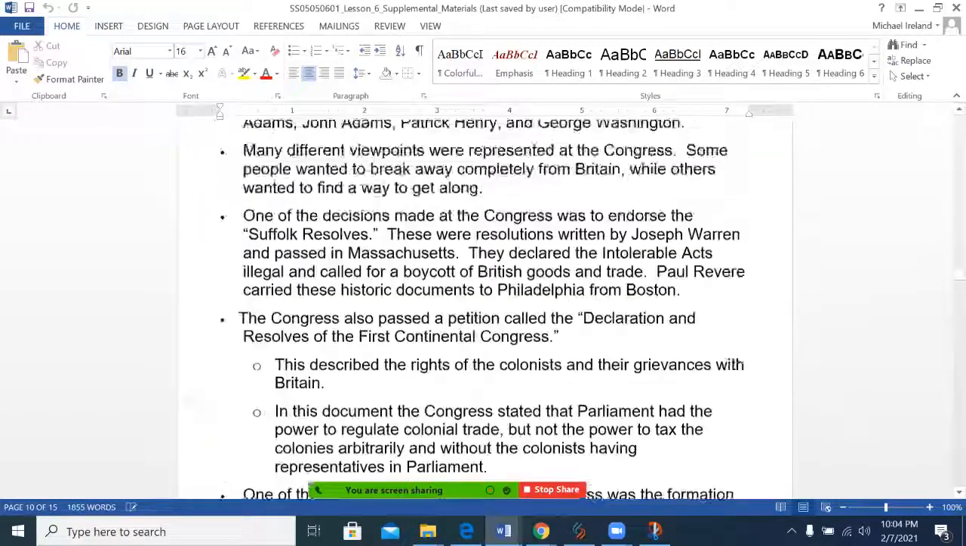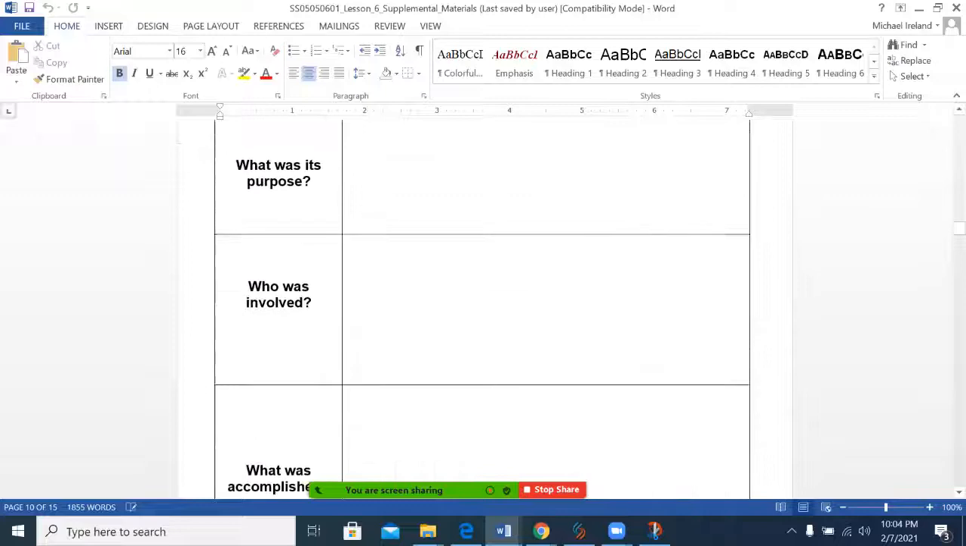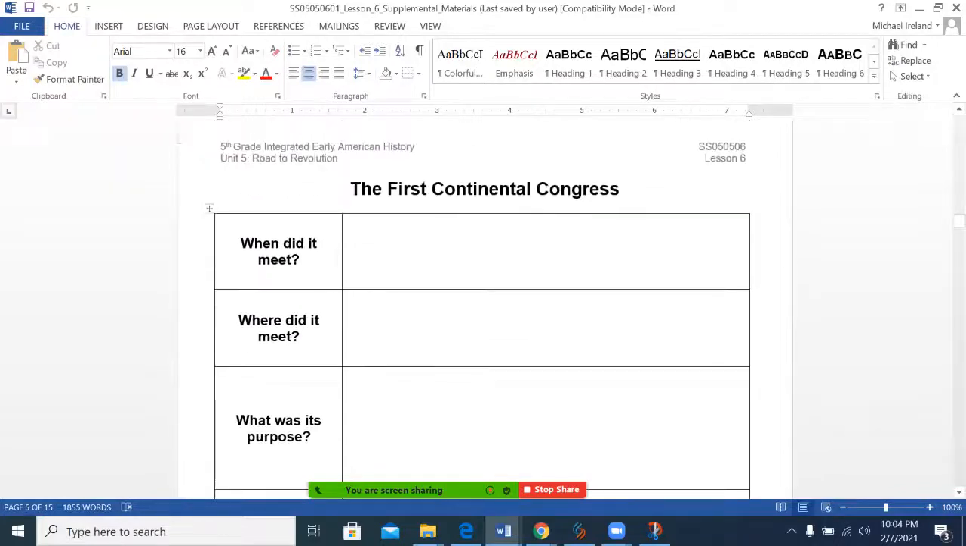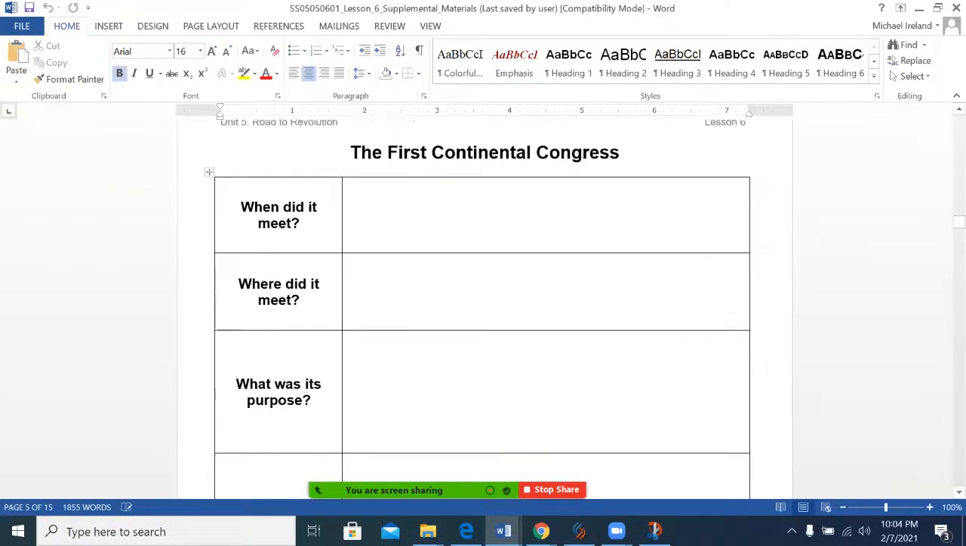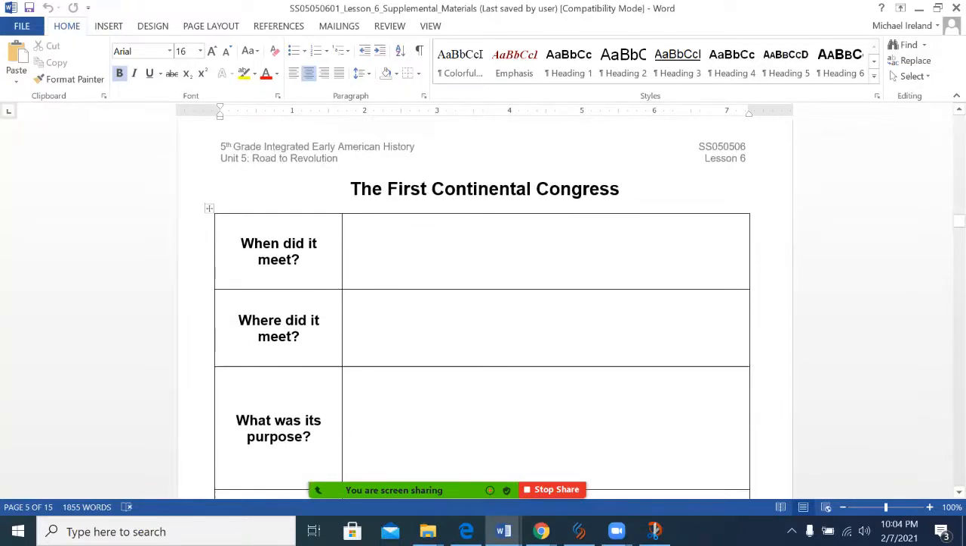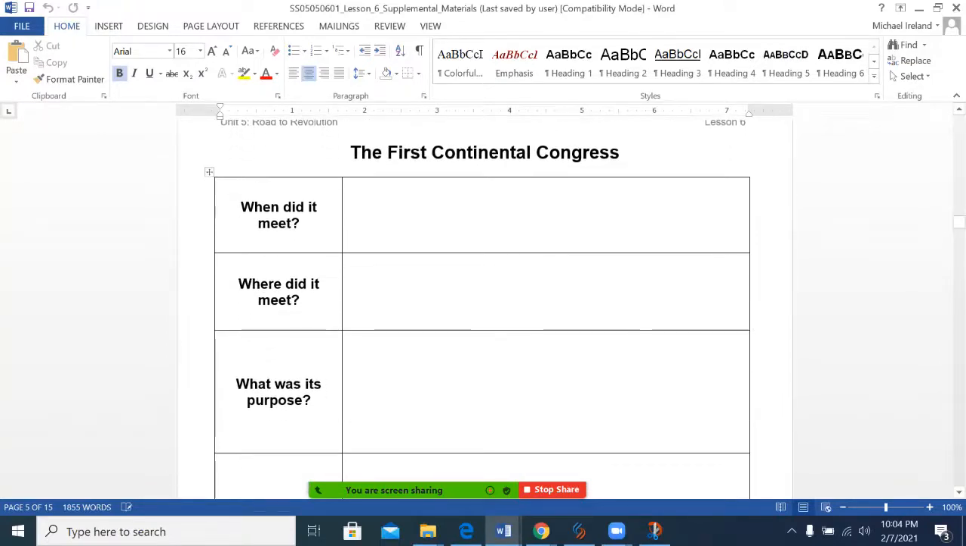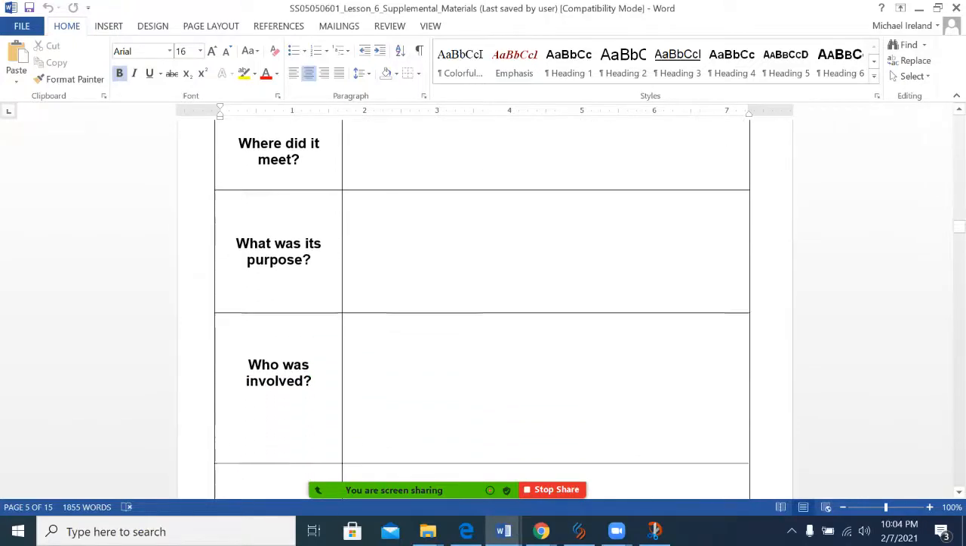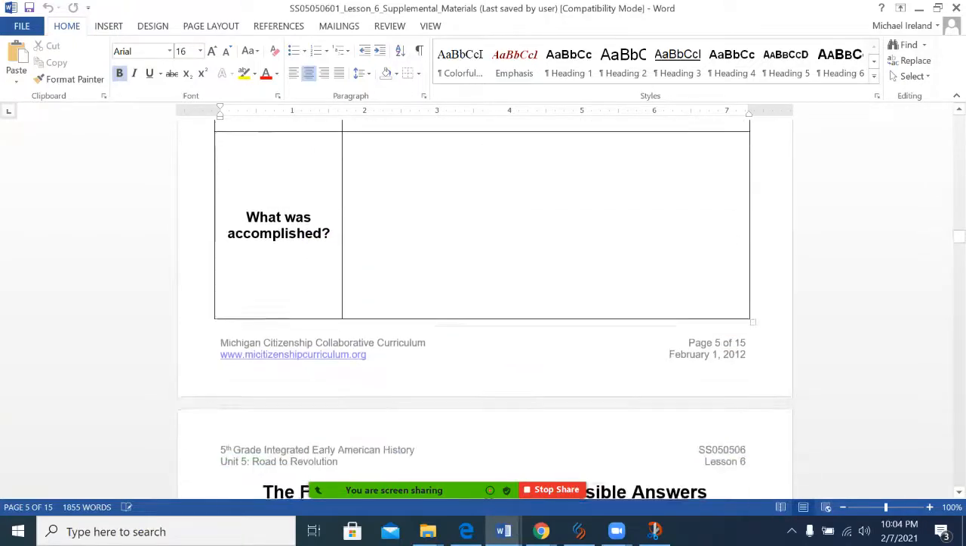So let's go back up here. What you're going to do today is a little bit of independent study. You're going to Google information on the First Continental Congress. When did it meet and where? What was the purpose? Who was involved? And what was accomplished? You may use the document and the video that we just talked about to put it all together.